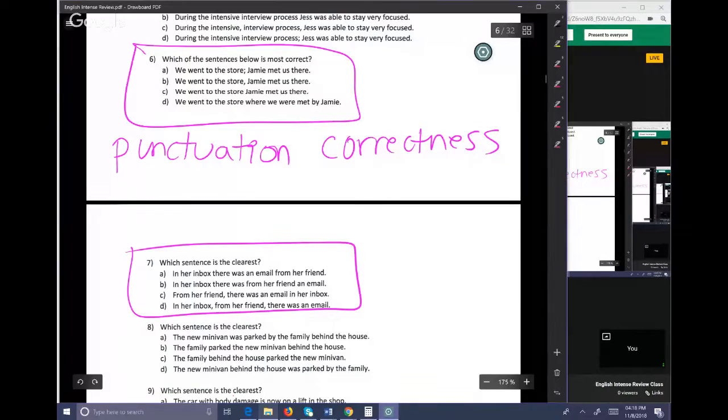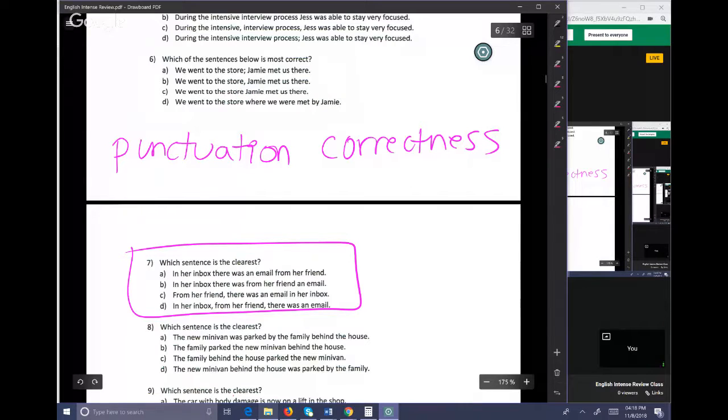So if you look at 6 and 7 on my screen, when I see which of the following is most correct, I also notice that these sentences are exactly the same. There is no difference in how the wordings look. They all line up with each other, other than there's a little extra something there. There's a semicolon versus a comma versus no punctuation.